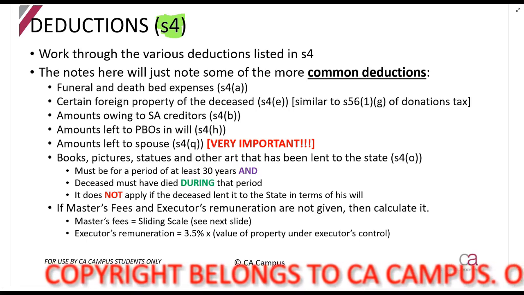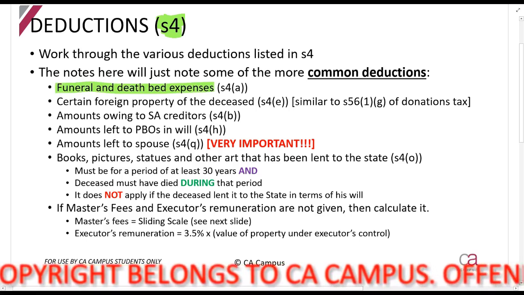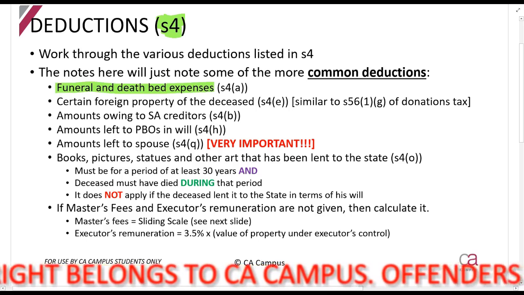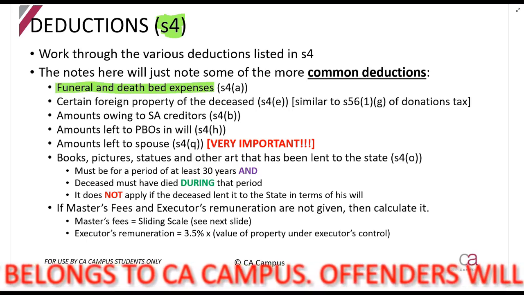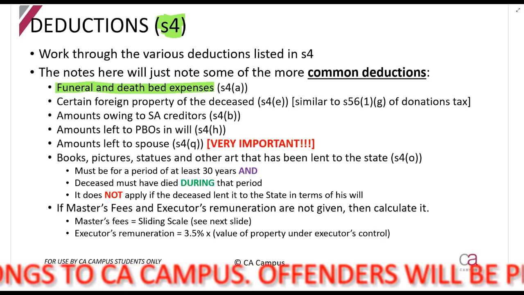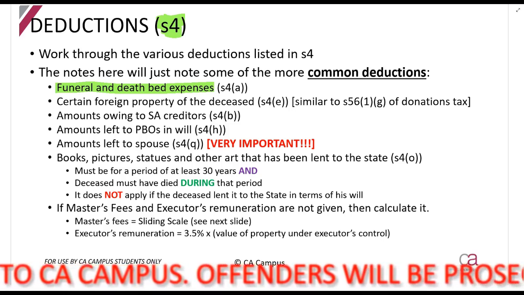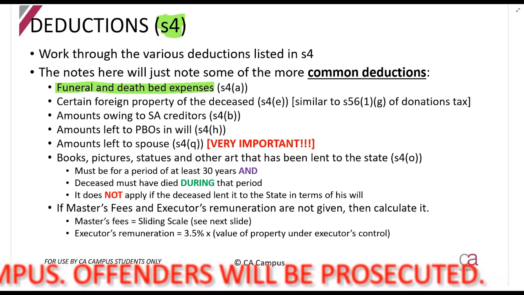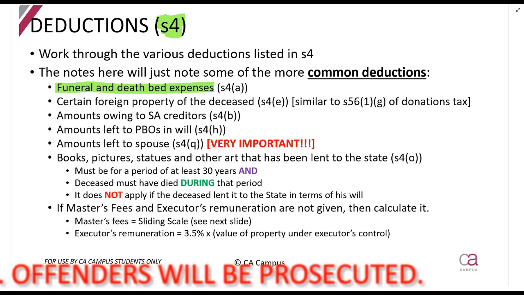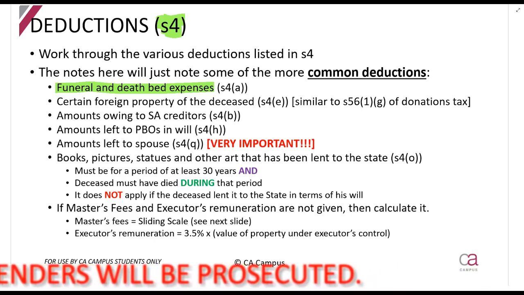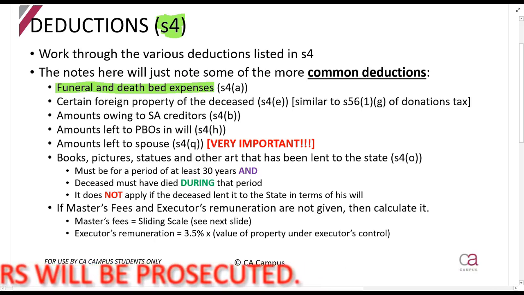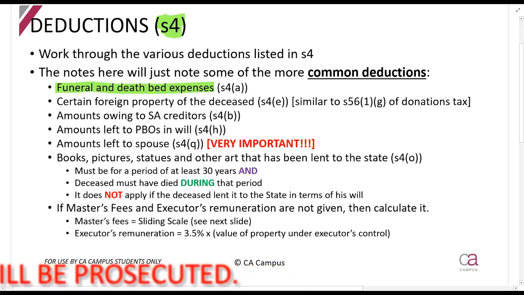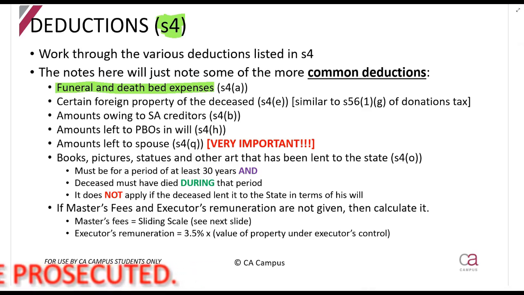The first one is funeral and deathbed expenses. So if Mr. X dies and 5,000 Rand is spent on his funeral, that 5,000 Rand may be deducted. Now, these expenses, SARS, the Commissioner, will assess as being reasonable. So if you spend 10 million Rand on a funeral where there are people doing somersaults and blowing fireworks, and you've got Mariah Carey singing, SARS will not allow that from your estate because that's excessive. So it needs to be reasonable.